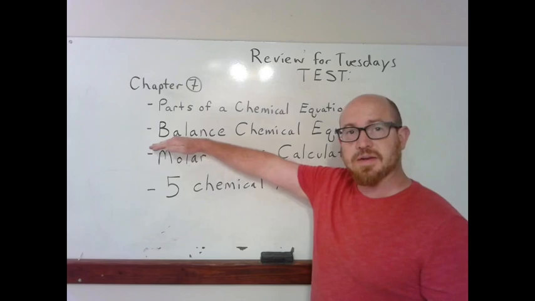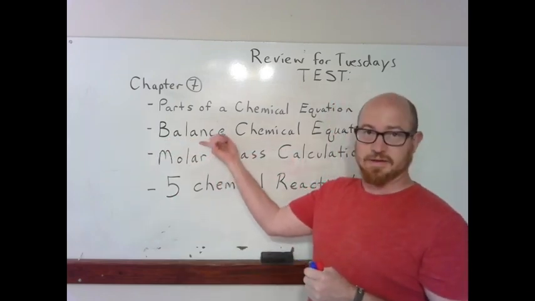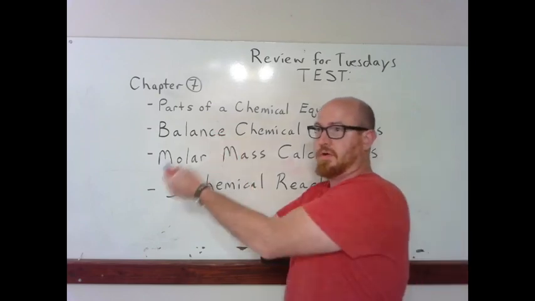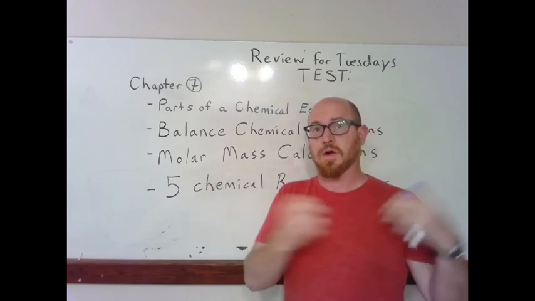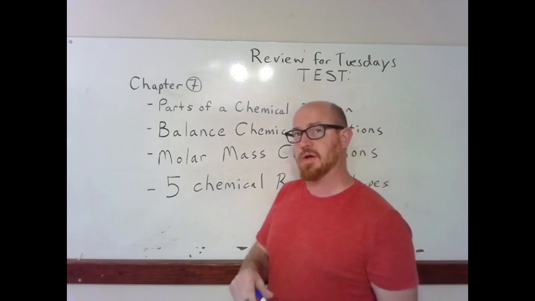The next thing we did, once we saw what the chemical equation looked like, we began to balance it because we realized a few things, that we can't have parts over here that don't equal parts over there. We can't lose or gain anything. It has to be in balance. So we'll take a closer look at that as well.